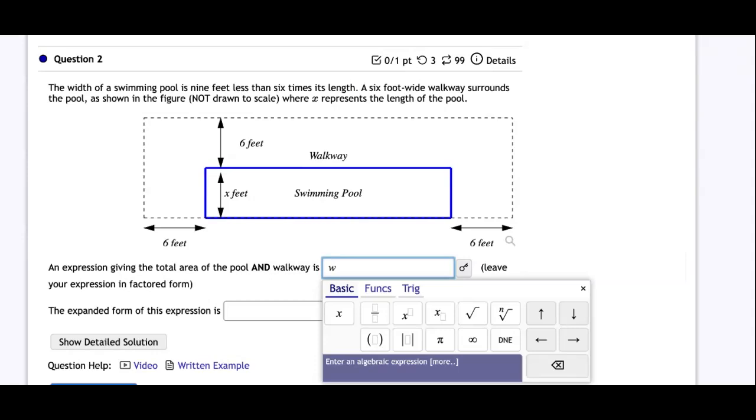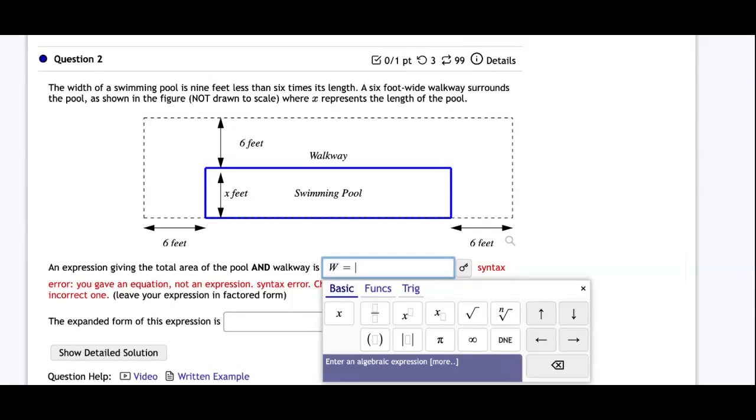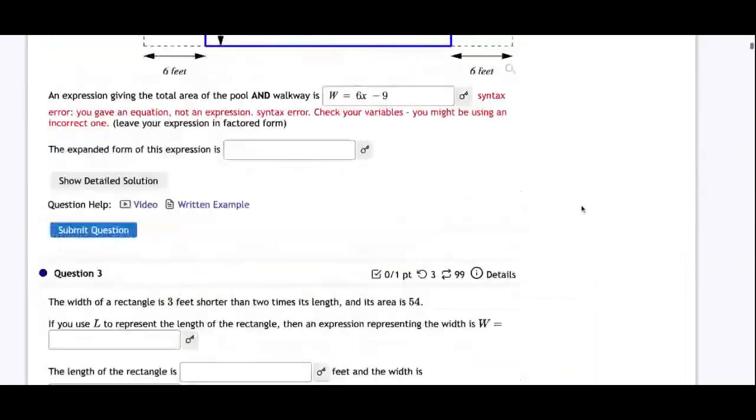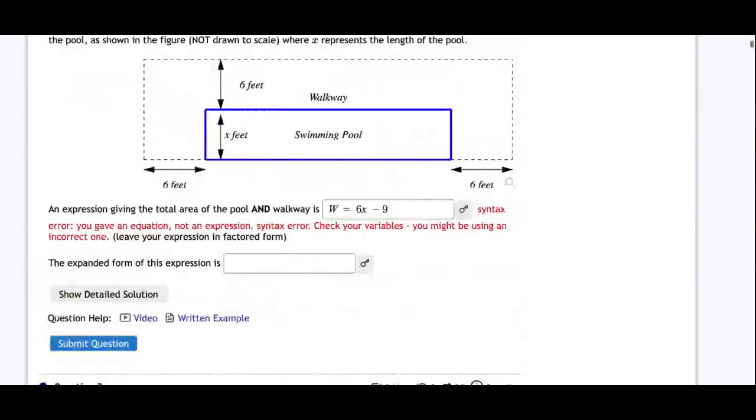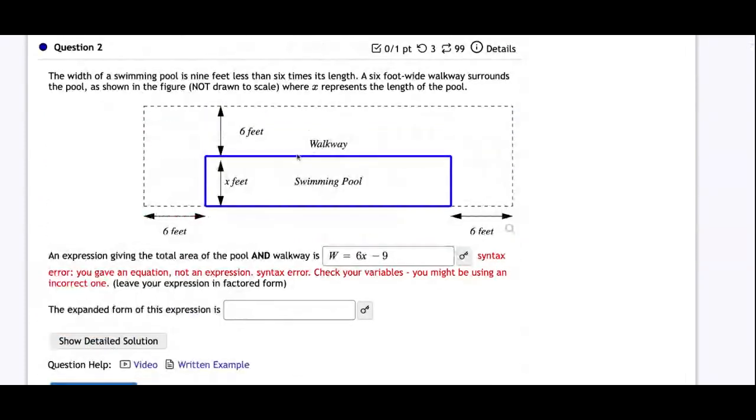Okay, so let me just write in this spot. So width, let's use W to represent. Width equals 6x minus 9. Okay, what is the question? If I were you, if I have this on the paper, I would write down 6x minus 9 for the width. All right?